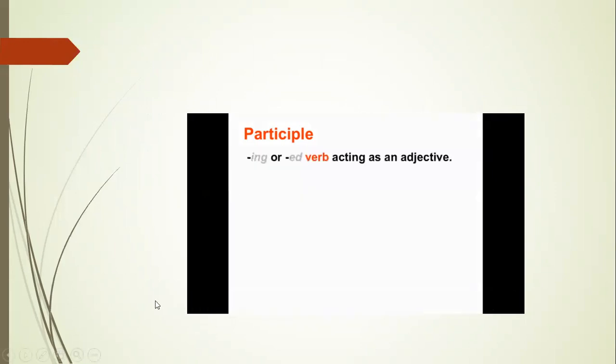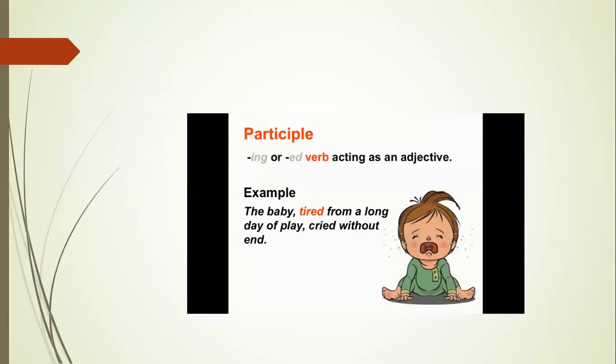Participle. Participle is an ing or ed form of a verb, and it acts as an adjective. Here is an example. The baby, tired from a long day of play, cried without end. What is the action or predicate in this sentence? It's cried. The baby cried. Tired from a long day of play is a participle phrase that is describing the baby.